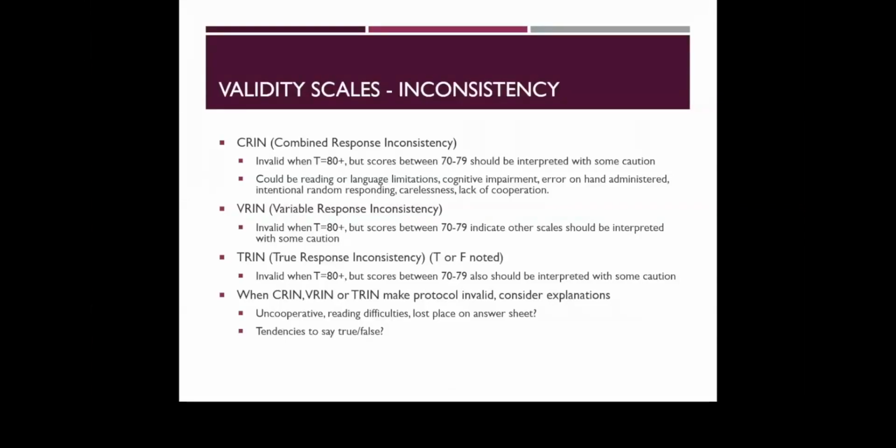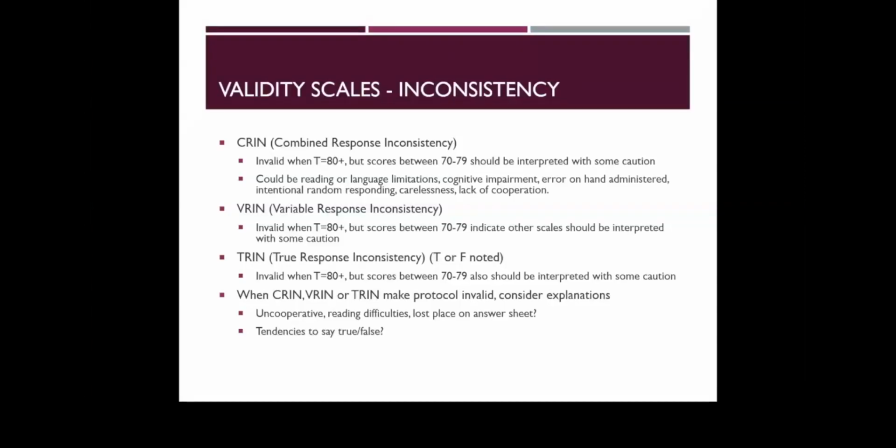And as the manual points out, again, what you're going to see from this point on are sort of cliff notes of what the manual says. So you can always refer to these slides if you don't have your manual in front of you. This could be reading or language limitations, cognitive impairment, an error when somebody hand administered, like if you get off an item, it might look inconsistent, intentional random responding, carelessness, or lack of cooperation.